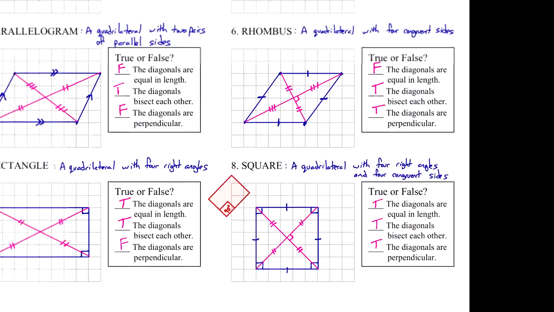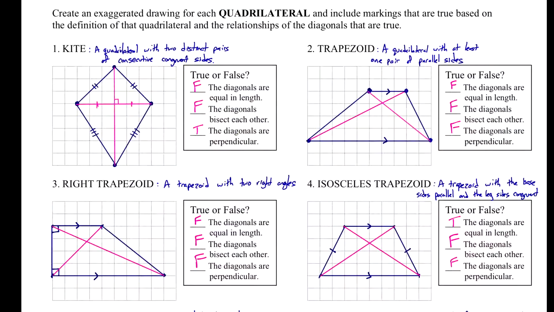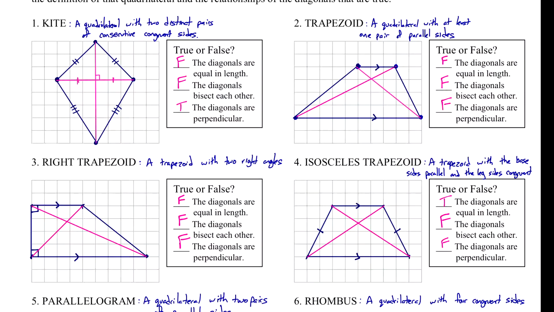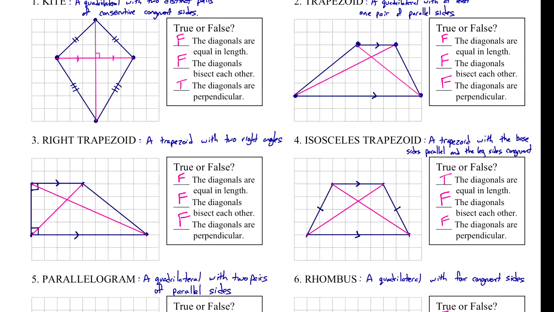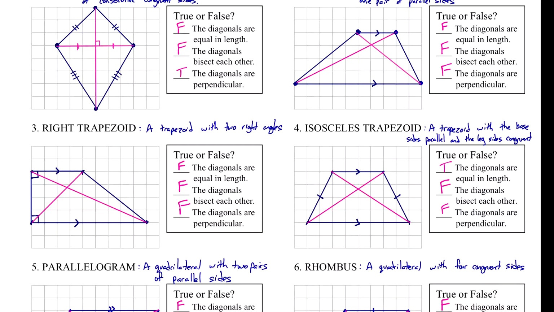All right, so hopefully you got all the answers down. I'll scroll back up for a second in case you missed anything. So we have kites only had perpendicular diagonals. Trapezoid, nothing was true. Right trapezoid, nothing was true. Isosceles trapezoid, finally we got diagonals with equal length. So that was the only one that really had anything. So far only kite had 1 true, and isosceles trapezoid has 1 true.